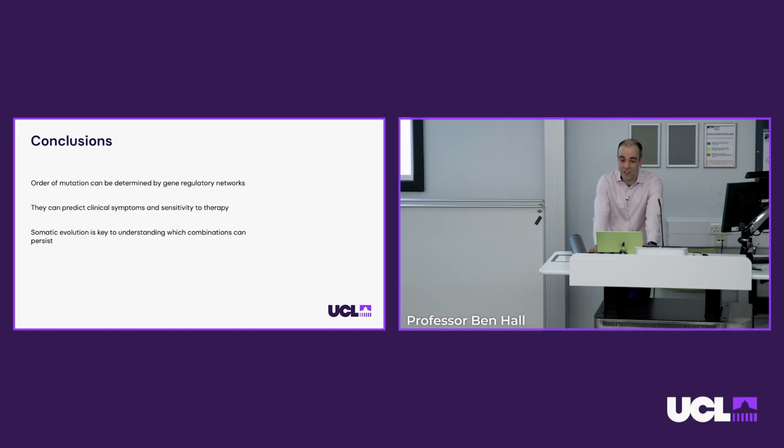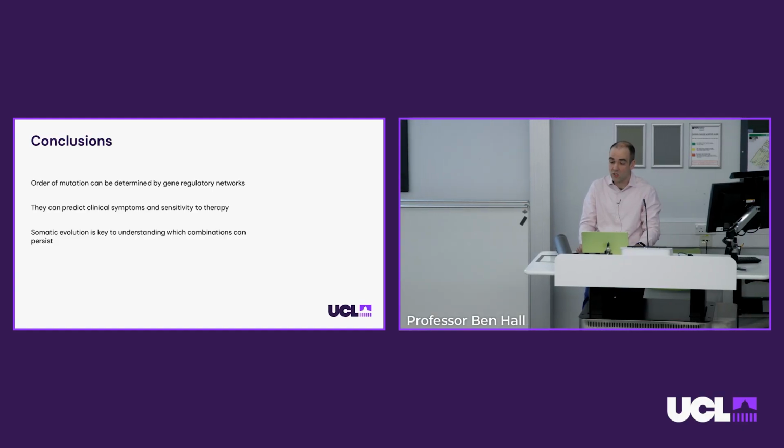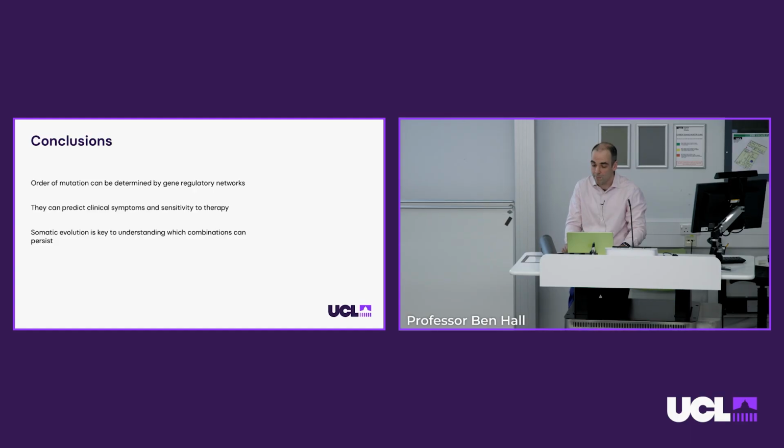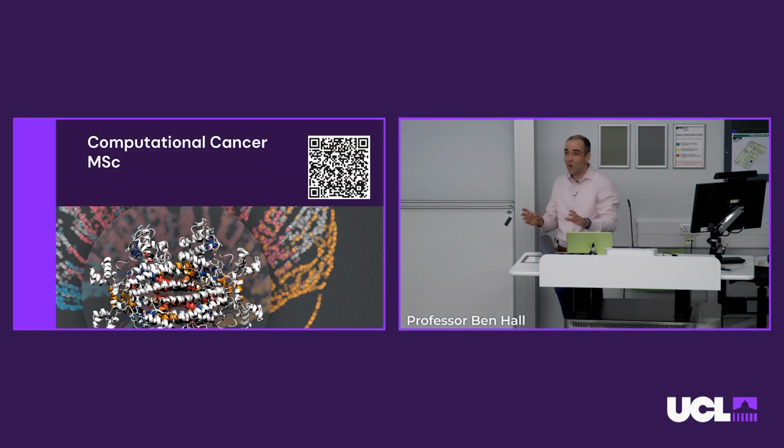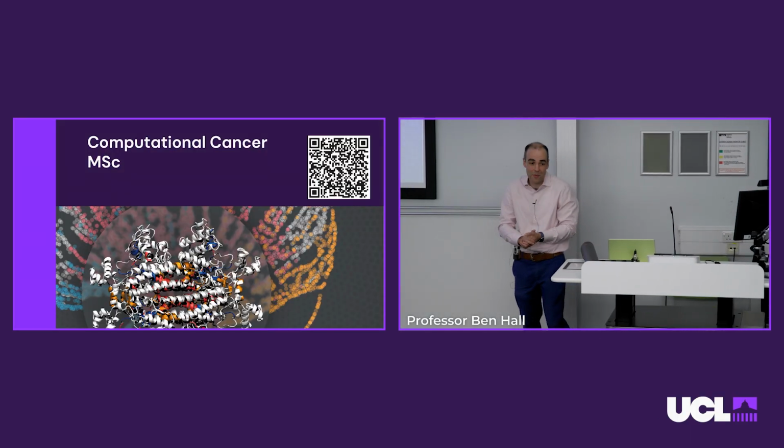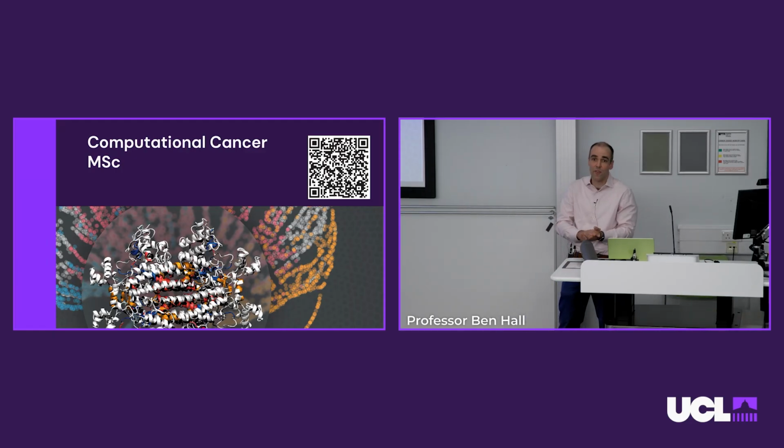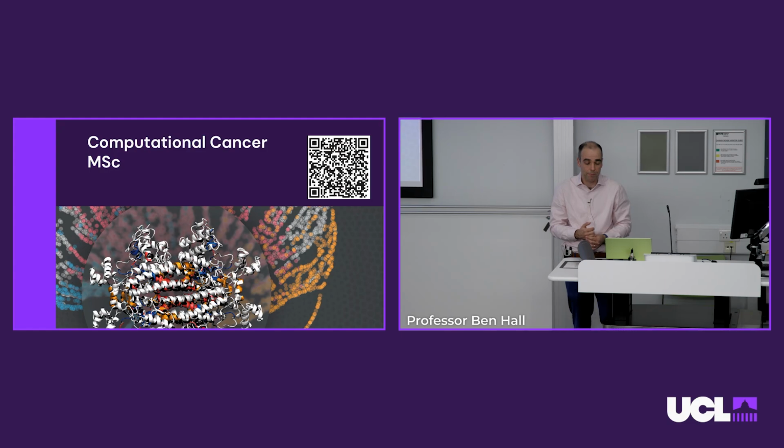So to conclude my scientific talk today, the order of mutations can be determined by gene regulatory networks. They can be used to predict clinical symptoms and sensitivity to therapy and have the potential to help us understand somatic evolution and risk factors for early detection and interception of cancer. So I'll take more questions at the end for those who have them, but now I'm just going to give a very brief introduction to our new Computational Cancer MSc.